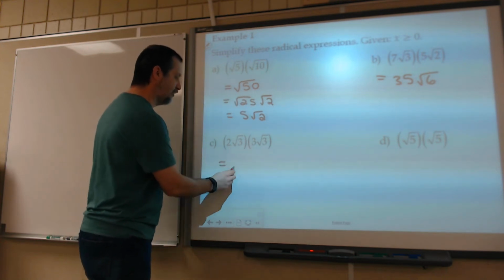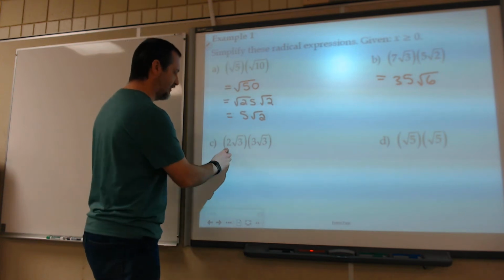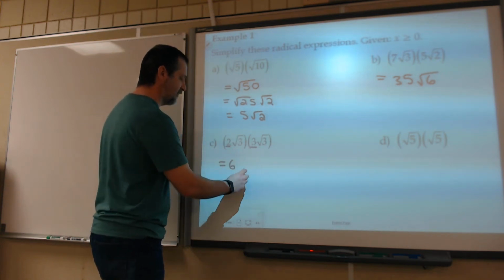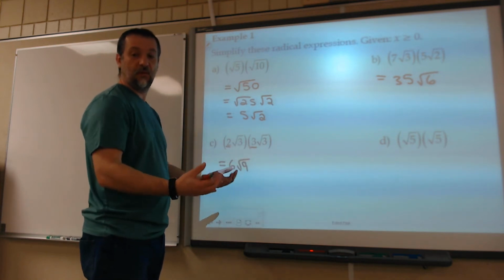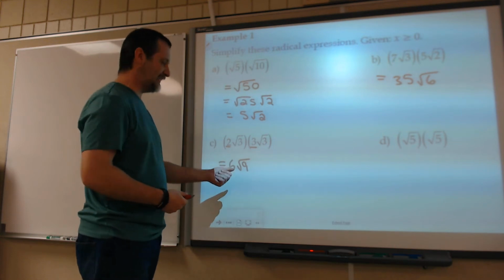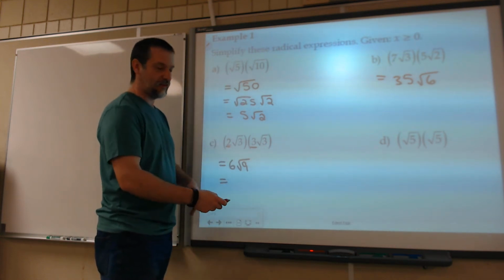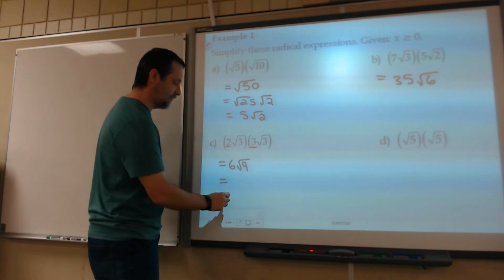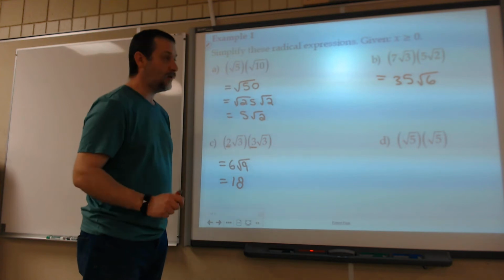2 root 3 times 3 root 3. Now there's a couple things we could do here. Myself, I still like to do 2 times 3 is 6, 3 times 3 is 9. Even though it's a root 3 times root 3, we should already know the answer is 3. But I like to write it out. I like to see it, and then I don't make any mistakes multiplying the 6 times the root 9, or 6 times 3. But as long as you're getting the correct answer, you do it your way.